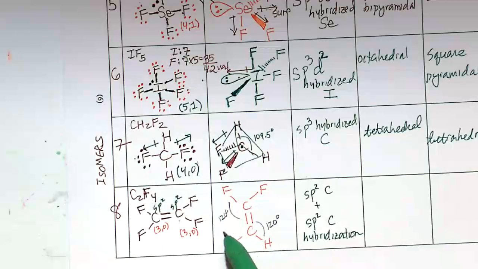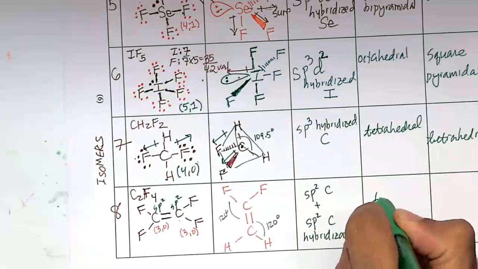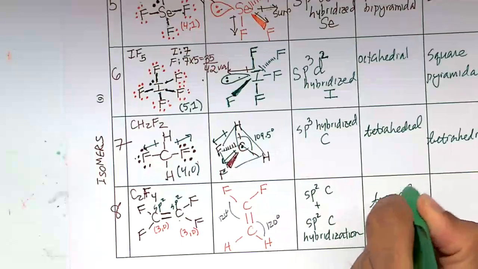All right, what's the electron pair geometry? Okay, 3 bonds, 0 lone pairs. So 3 and 0 will make it trigonal planar, just like formaldehyde in our example in class. Okay, trigonal planar.